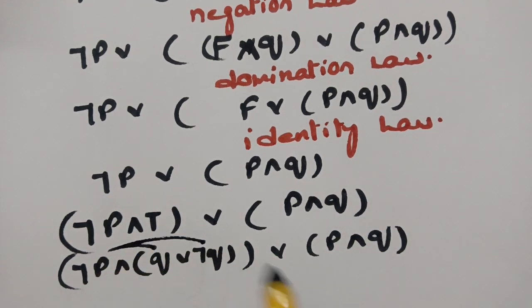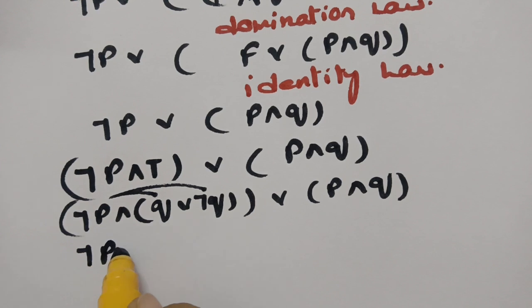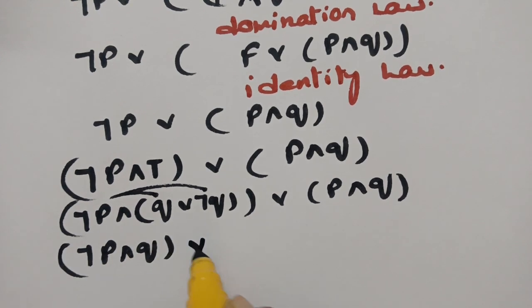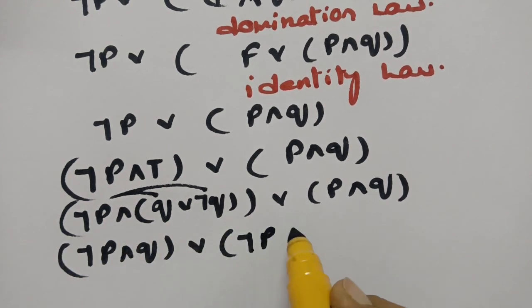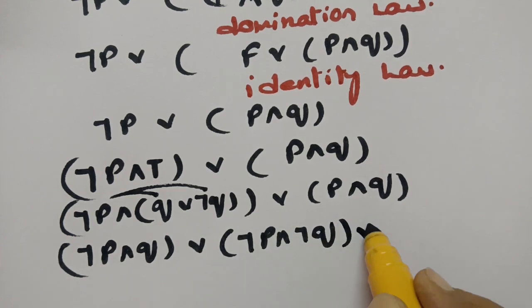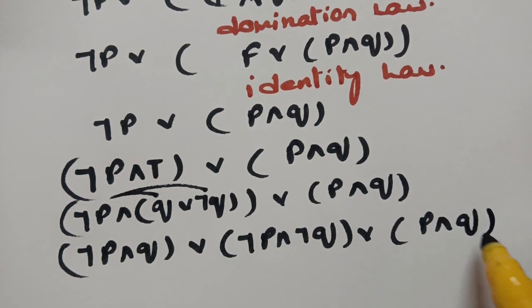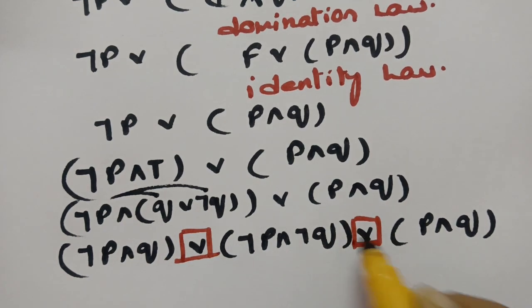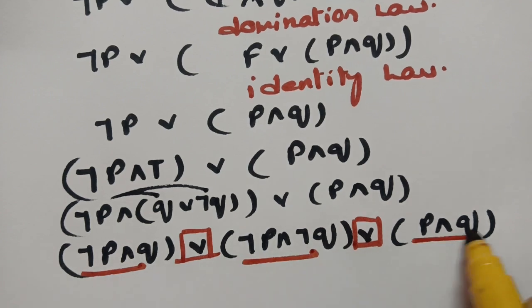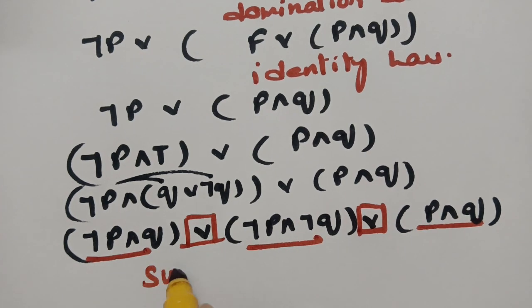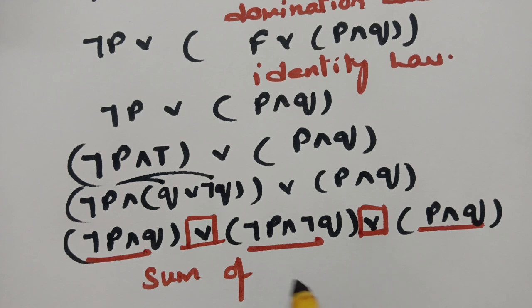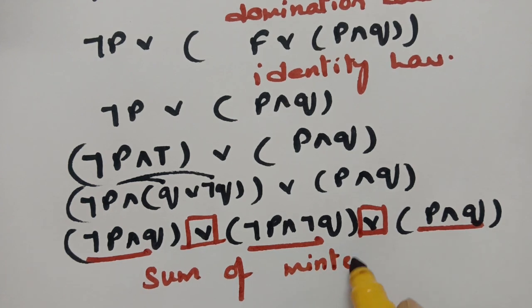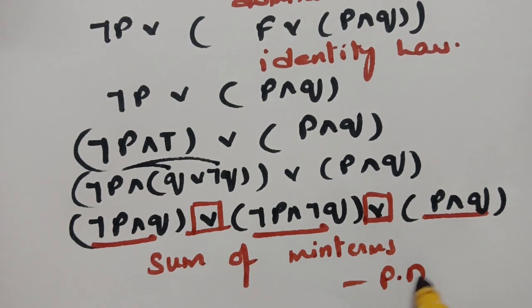So if I distribute these two, then this will be negation P and Q, or this is negation P and negation Q, or this is P and Q. If you observe, these are all the disjunctions. So these symbols are disjunctions. These are all the minterms. See here, the sum of minterms. So this is a sum symbol. Sum of minterms is nothing but PDNF. So PDNF is nothing but principal disjunctive normal form. This is how we have to calculate.